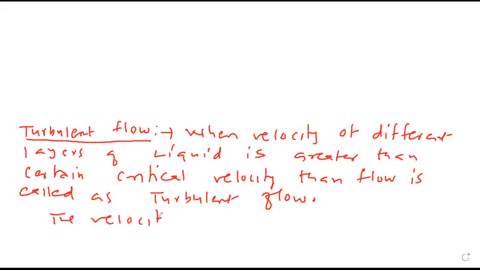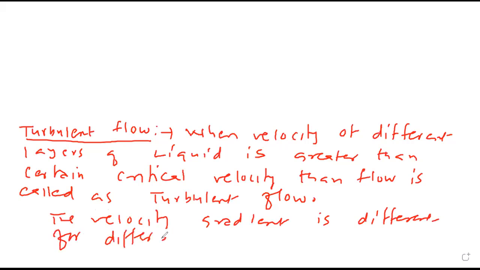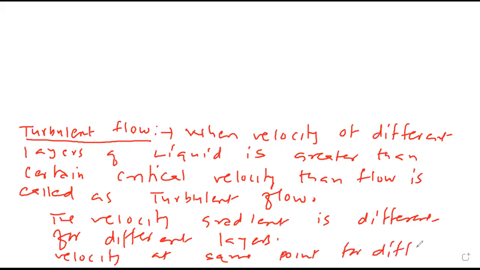The velocity gradient is different for different layers. Velocity at the same point for different molecules will be different. Indirectly, in turbulent flow everything remains different. Velocity at the same point for different molecules will be different.